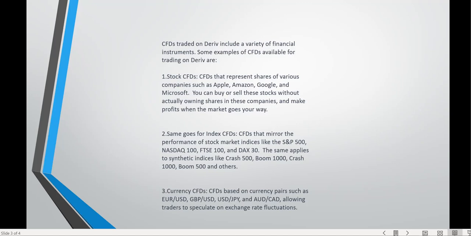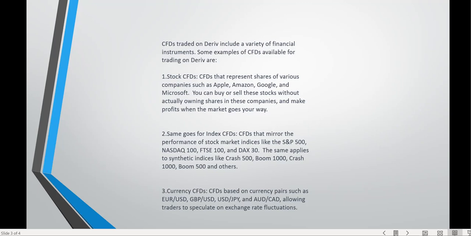So number one, stock CFDs represent shares of various companies such as Apple, Amazon, Google, and Microsoft. You can buy or sell these stocks without actually owning shares in these companies and make profits when the market goes your way. The same goes for index CFDs, and we are talking about the S&P 500, the Nasdaq, the FTSE, and the DAX 30 as well. The same also applies to synthetic indices that you find on Deriv, like Crash 500, Boom 1000, Crash 1000, Boom 500, and other synthetic indices that you find there.